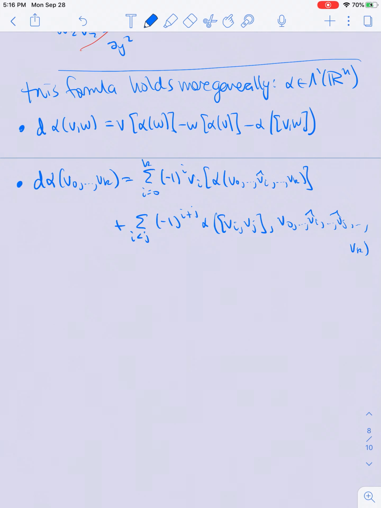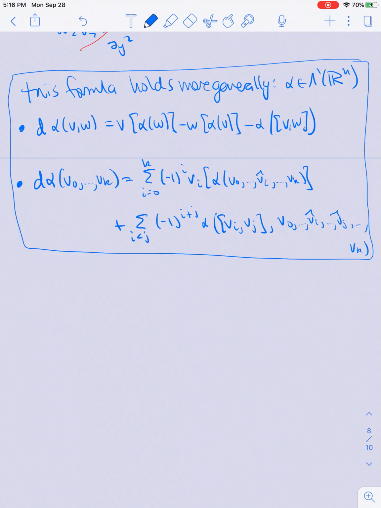So the first formula is for alpha a 1 form, and then this is for alpha any k form on Rn.